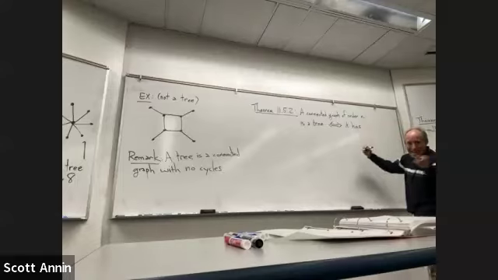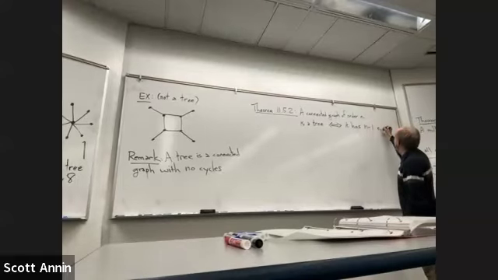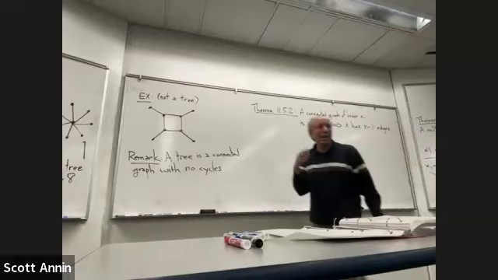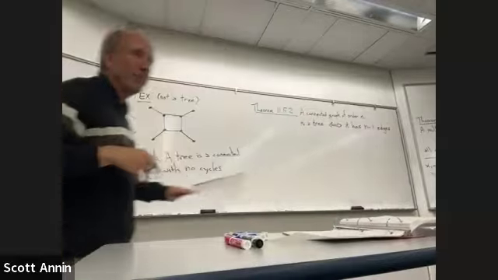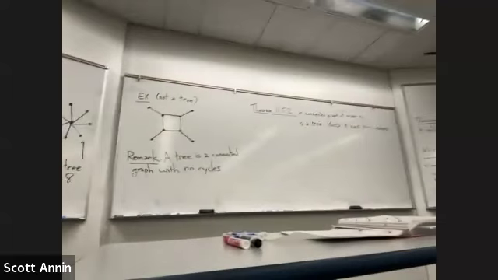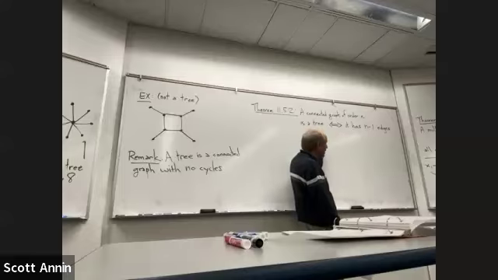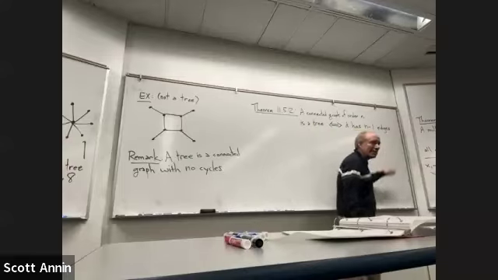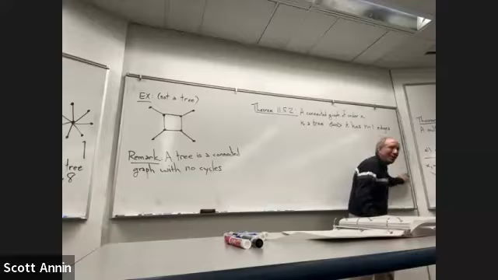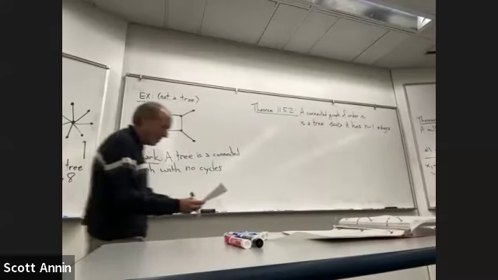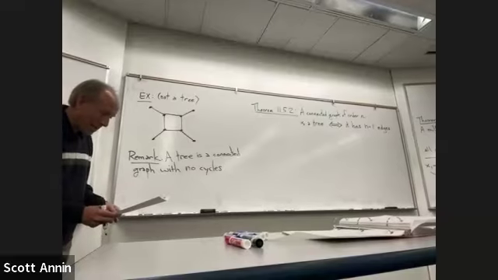n minus 1 edges. Yeah, exactly. It has to be exactly one less edge than the number of vertices. So a connected graph with n vertices will be a tree if and only if it has exactly n-1 edges. That's going to be the theorem.